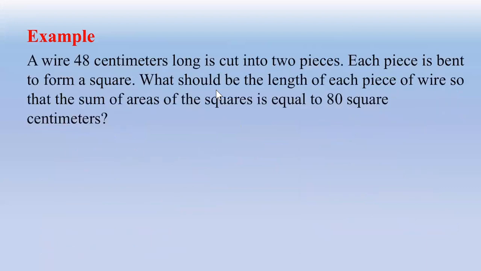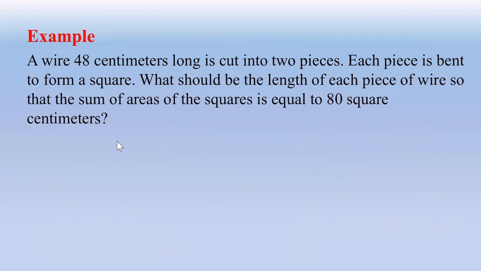So here is the question. This question is quite long and very interesting. It involves a little bit of geometry. Okay, let's first read through the problem. Then we can understand what is going on in the problem. A wire 48 centimeter long is cut into two pieces. Each piece is bent to form a square. What should be the length of each piece of wire so that the sum of the area of the squares is equal to 80 square centimeters?